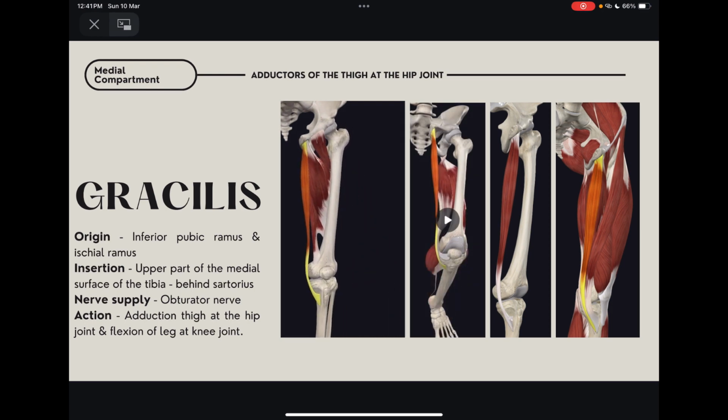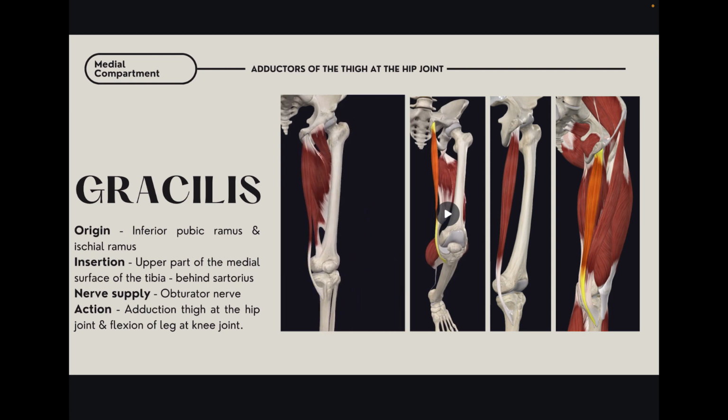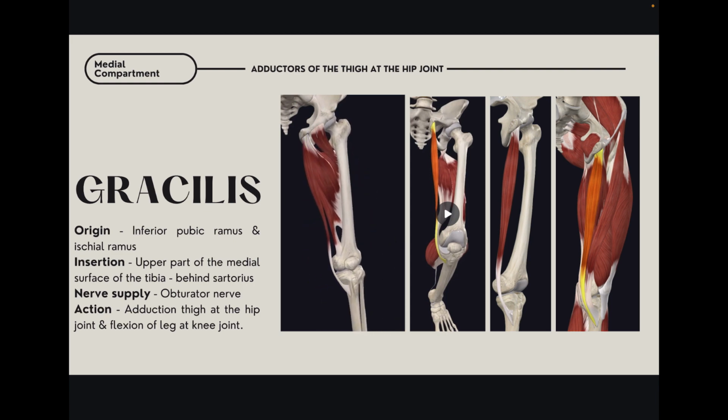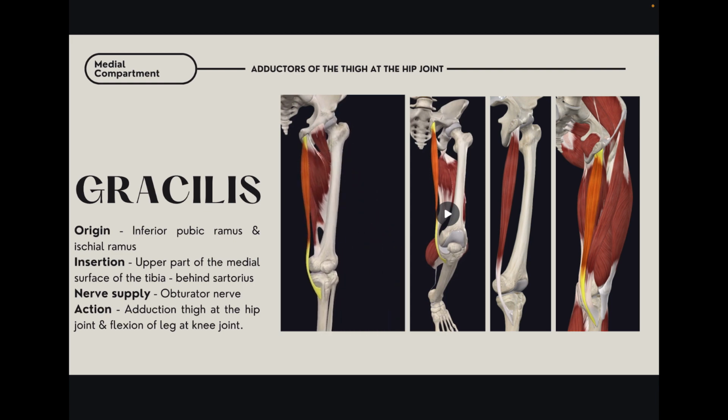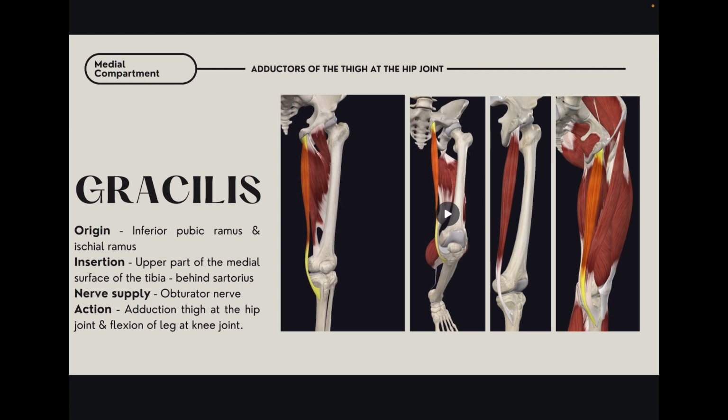The gracilis muscle is coming from the inferior pubic ramus and the ischial ramus, and as previously mentioned, it will insert behind the sartorius muscle. So it's part of pes anserinus. So you can expect it to also flex the knee joint. So again, gracilis muscle is coming from the inferior pubic ramus and the ischial ramus.